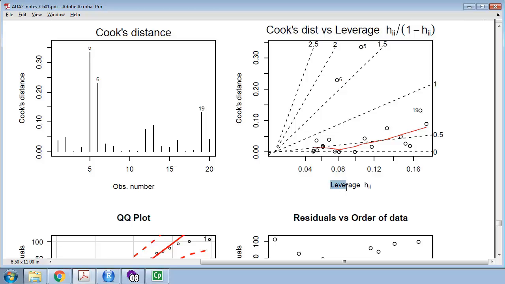Leverage is possible influence. You should be concerned when you have a high leverage point that the point could easily influence the outcome. It doesn't need to be influential, but it very easily could. Cook's distance, on the other hand, is how much influence the point actually had. So if you have points in the upper right-hand corner, that's suggesting that the point is influential along Cook's distance because it had high leverage along the leverage axis. In this case, we have points 5 and 6, which have moderate leverage, but are influential just the same. Observation 19 has fairly weak influence, but it's because it is an extreme point in terms of leverage.